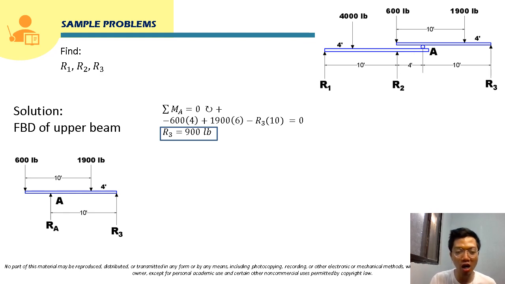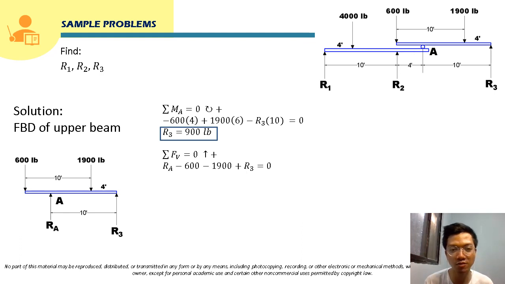And to solve for RA, we can sum up forces vertical or sum up moments at R3. It's your choice. Here we're going to use summation of forces vertical, which is equal to 0. Upward forces are positive. So this will be RA, positive since it is directed upward. Minus 600 since it is downward. Minus 1,900 since it is downward. Plus R3 since it is upward. That will be equal to 0.